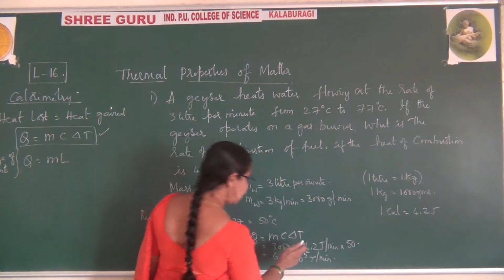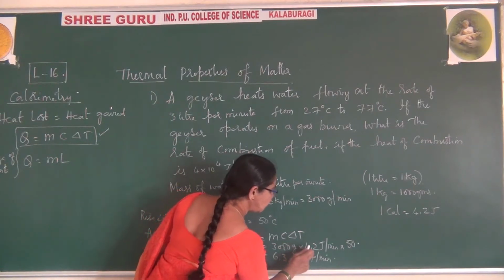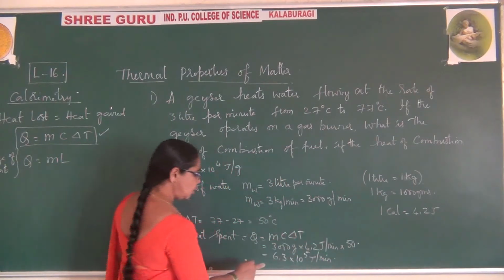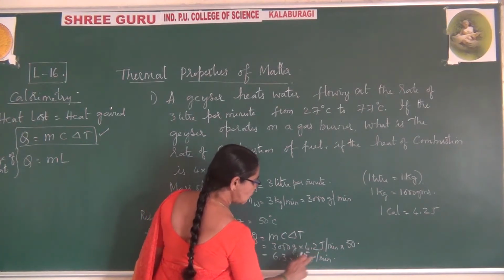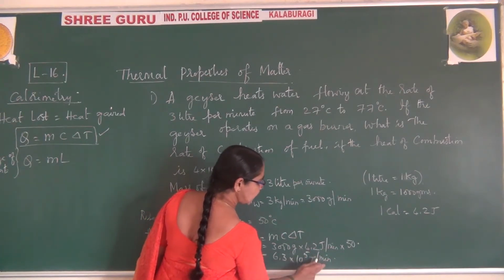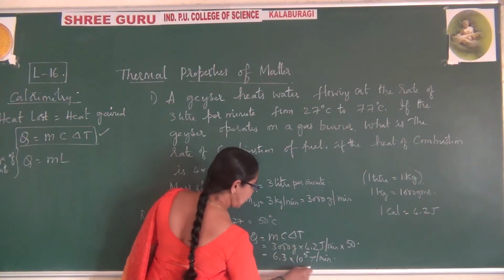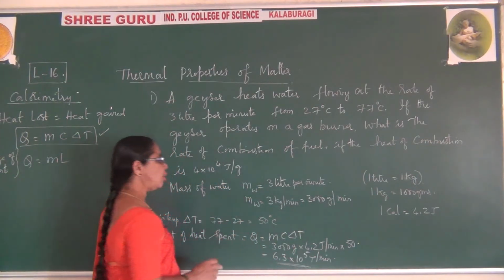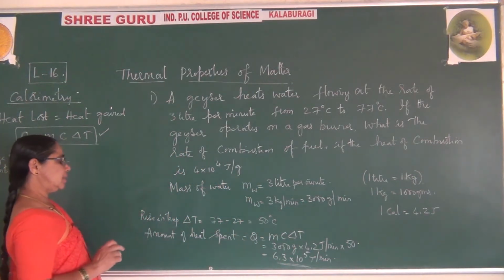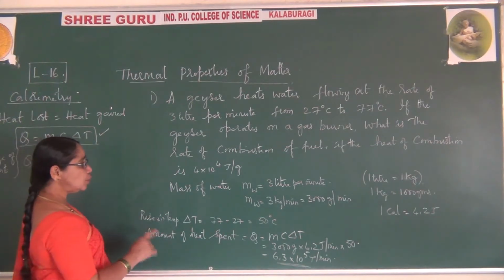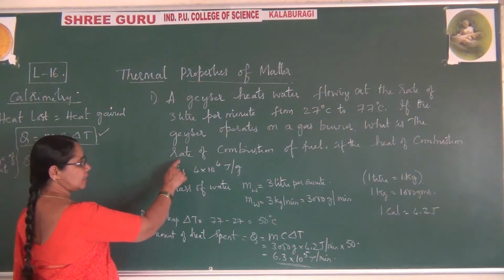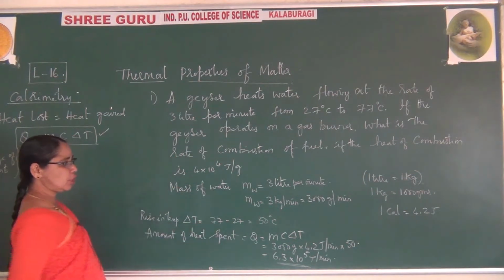So remember here, 3000 into 4.2 into 50, you get 6.3 into 10 raised to 5. This joules is kept as it is, per minute is kept as it is. So we have got the one quantity, the heat spent, that is nothing but the amount of heat which is spent here. Using this, let us go for the next part, rate of combustion of fuel.